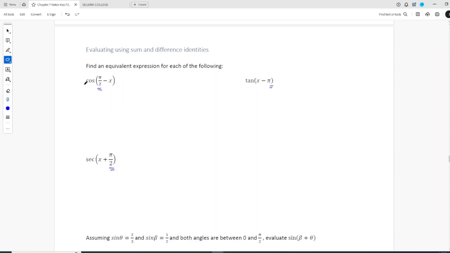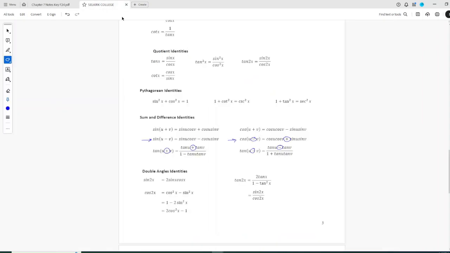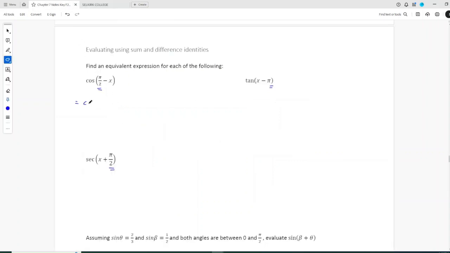So for example, if I look at the cos of pi by 2 minus x, I know that this is a cos difference identity. So I'm going to write it out. Cos difference identity goes cos cos plus sine sine. Here we go. We're going to go cos pi by 2 cos x plus sine pi by 2 sine x. And then we're going to evaluate what we can.